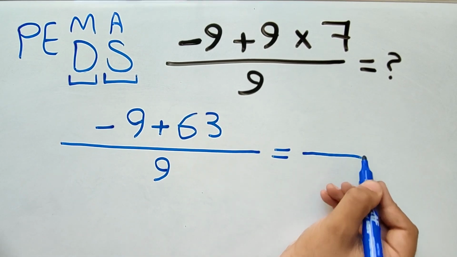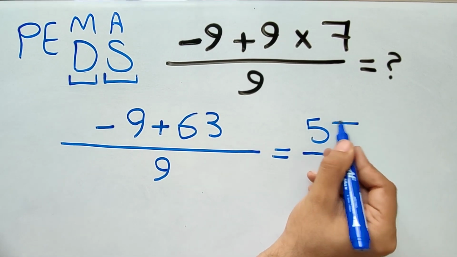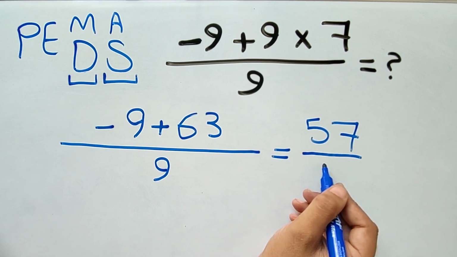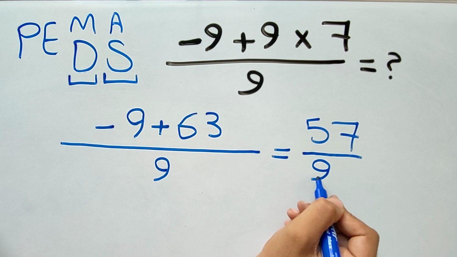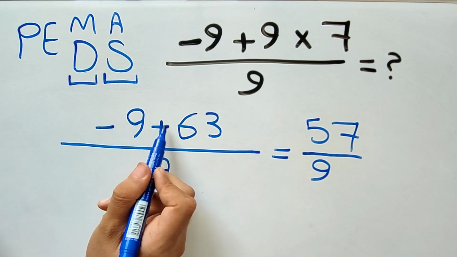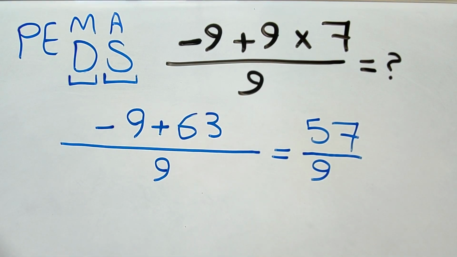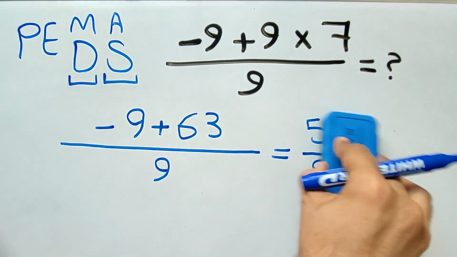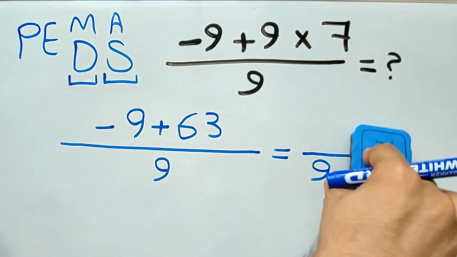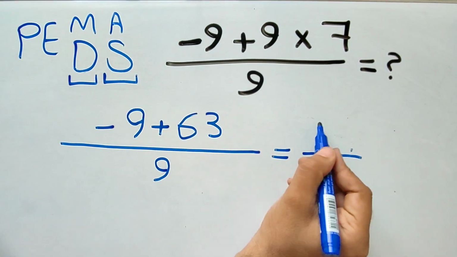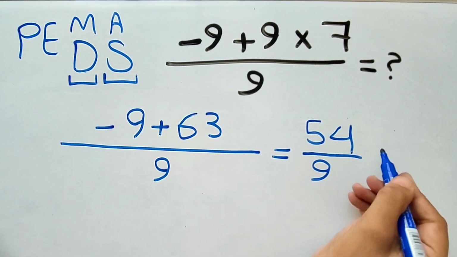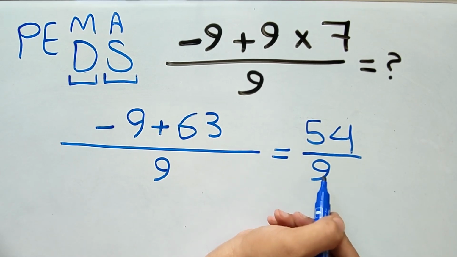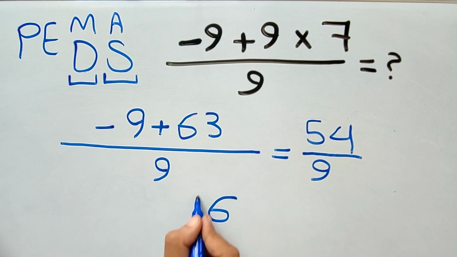gives us 54 over 9. Negative 9 plus 63 gives us 54 over 9. And now 54 over 9 gives us 6. The final answer is 6.